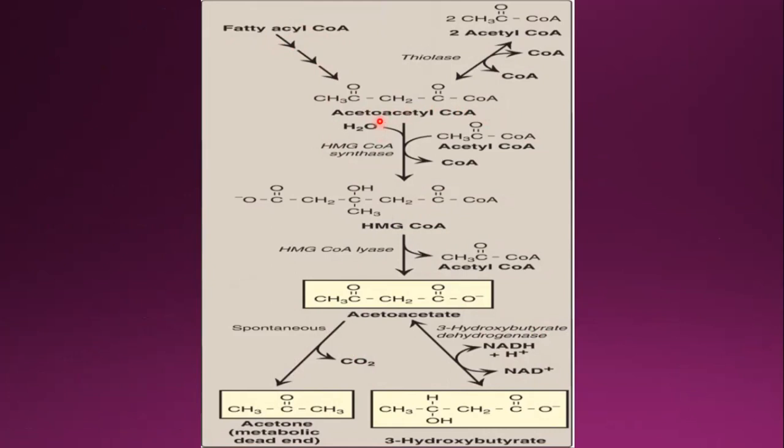Okay. Now, once we form acetoacetyl CoA, we will put in the third acetyl CoA, and the reaction will be catalyzed by HMG CoA synthase to form HMG CoA, your 3-hydroxy-3-methylglutaryl CoA. Then this will be cleaved by the lyase. One acetyl CoA is removed to form acetoacetate. Once in the blood, it can spontaneously undergo decarboxylation to form acetone, which is a metabolic dead end. Okay. Also, it can undergo reduction. It can be reduced by 3-hydroxybutyrate dehydrogenase to form your 3-hydroxybutyrate. Okay. So this is how it is synthesized.